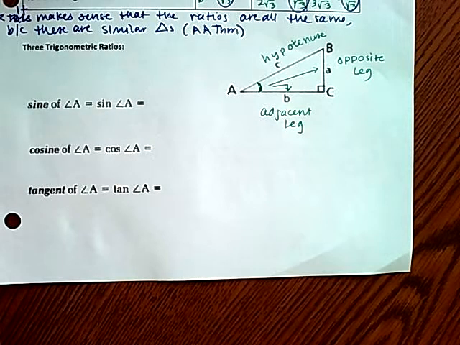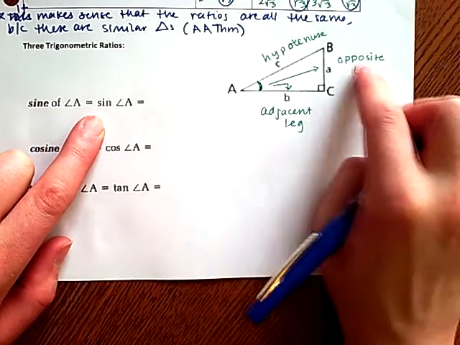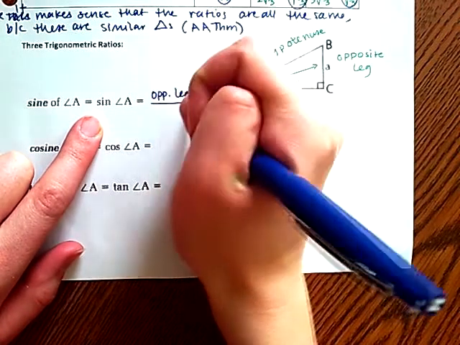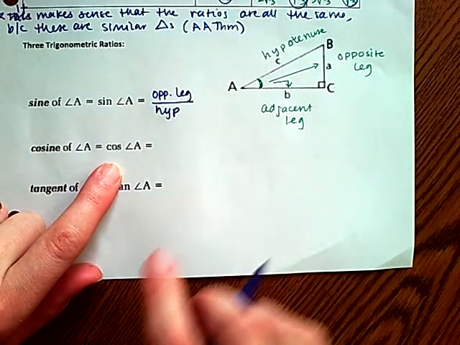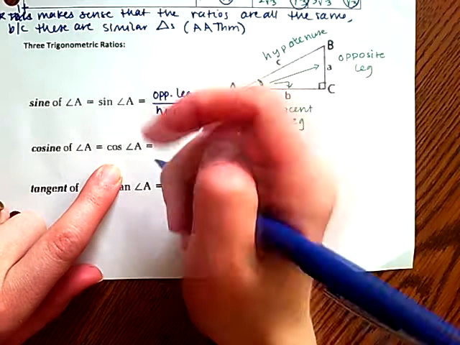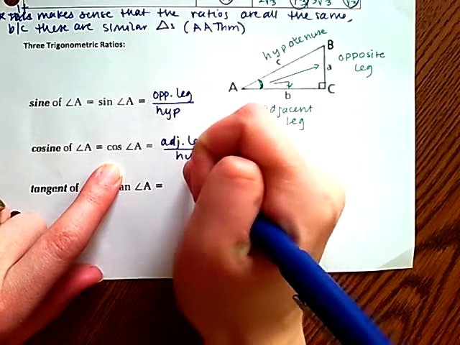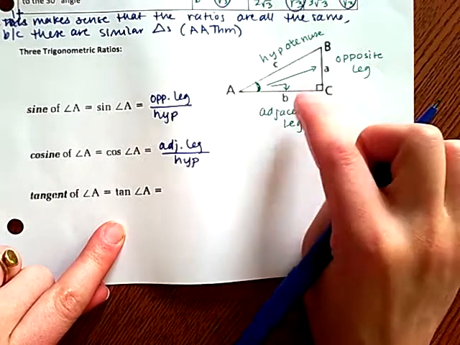So now to set up the ratios, the idea is sine will always be opposite over hypotenuse. Cosine will always be adjacent leg over the hypotenuse. And tangent will always be the opposite leg over the adjacent leg.